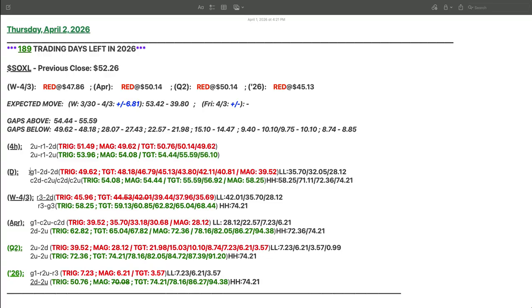But should we reach 54.08 and continue pushing, then we've got these extended targets listed here for you as well. On the day, if we go to the downside, that does trigger the 1-2 up, 2 down. Triggers at 49.62. Magnitude is all the way down there at 39.52. So, in case we don't make it all in one day, or in case we put in that higher low, then these are those levels that we see price either bouncing or going sideways should we not be able to reach the full magnitude.